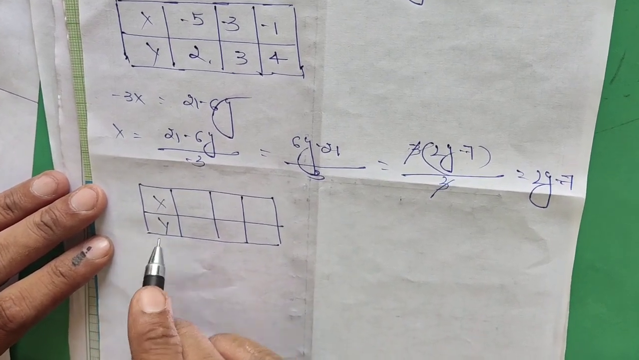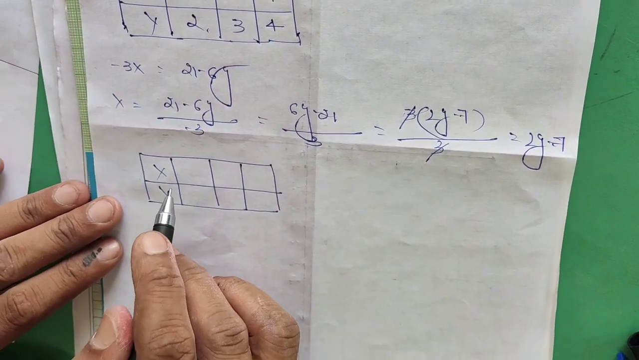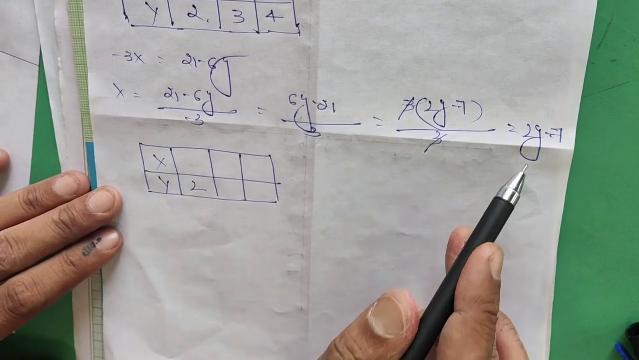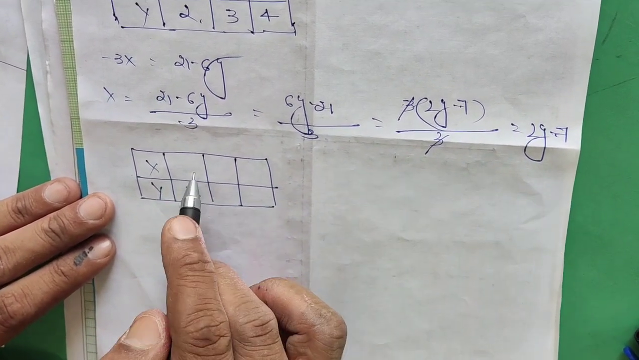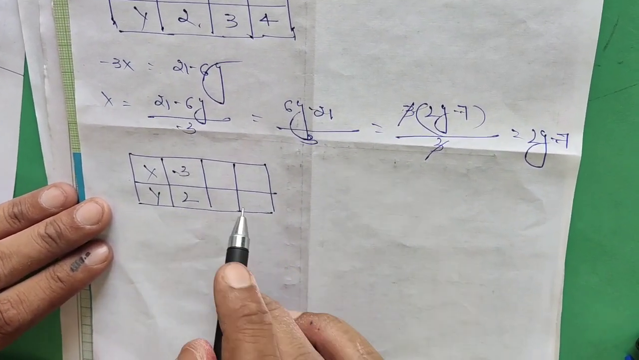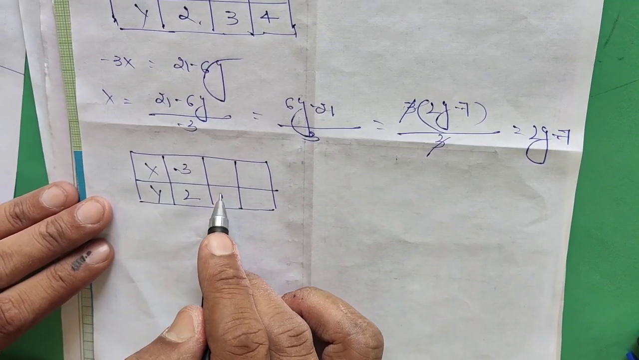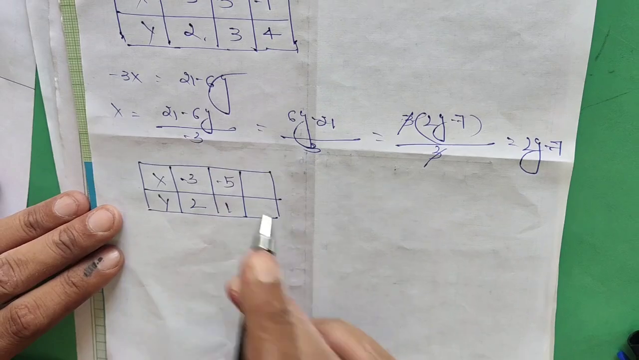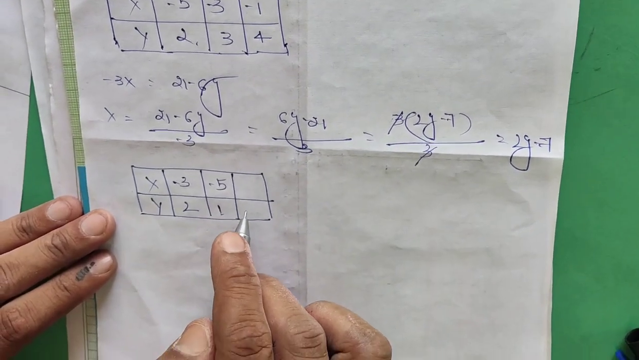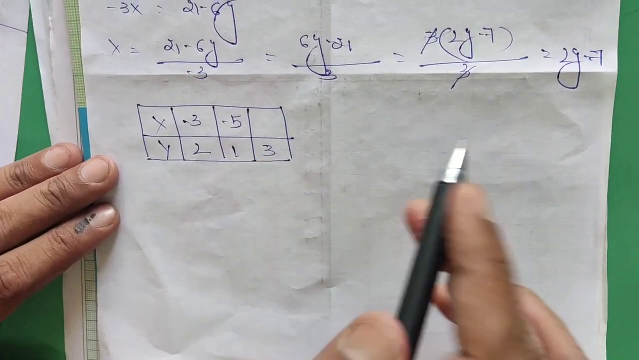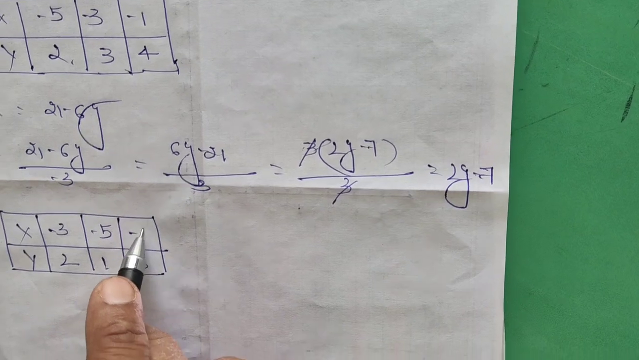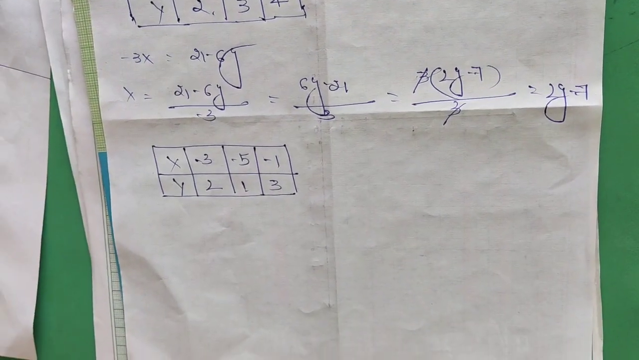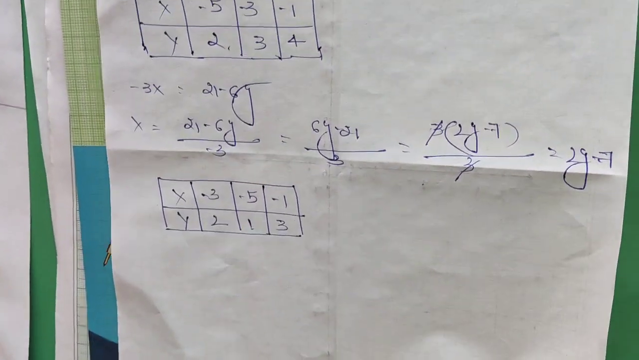X and y. So when y is 2, then x is minus 3. And when y is 1, then x is minus 5. And when y is 3, then x is minus 1. These values are the values of the second line.